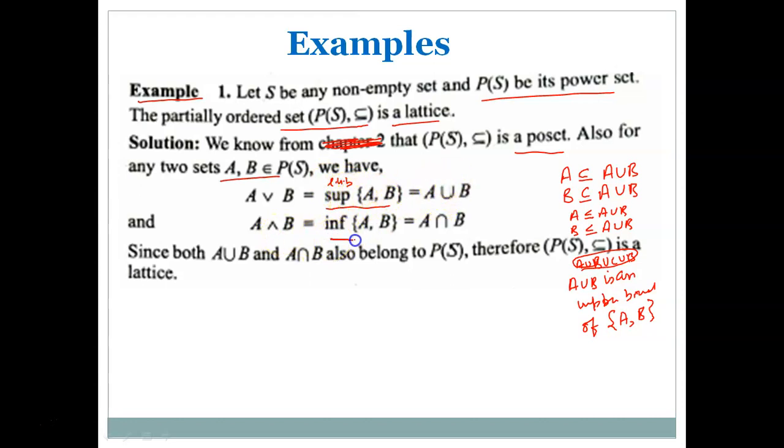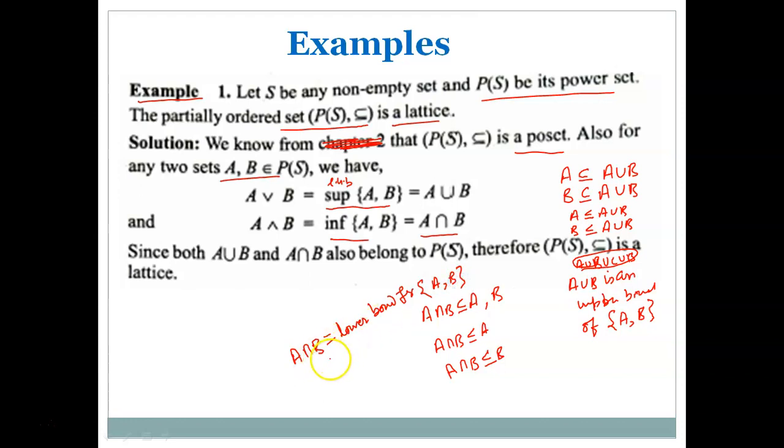Exactly in the same manner, the infimum is given by A intersection B. Why? Because A intersection B is contained in A as well as in B. So we can say A intersection B is less than or equal to A and A intersection B is less than or equal to B. Due to this fact, we can say that A intersection B is a lower bound for the set {A, B}, and in fact it is the greatest lower bound.